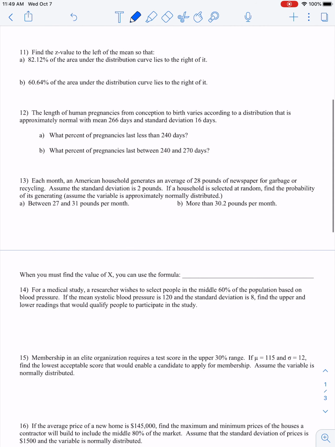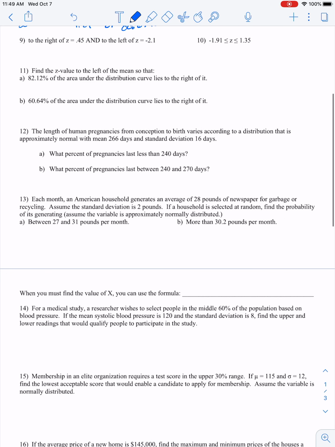Okay, so now application problems. I'm going to go down here to question 12, and it says the length of human pregnancies from conception to birth varies according to a distribution that is approximately normal, with a mean of 266 days and standard deviation 16 days. What percent of pregnancies last less than 240 days? Okay, so less than 240 days.